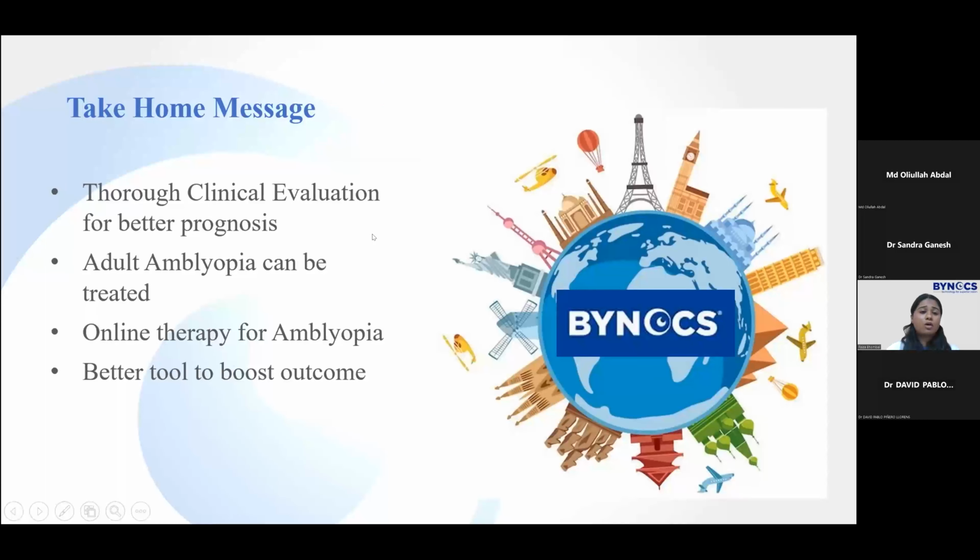Now, the take home or the conclusion for you is a thorough clinical evaluation to understand the prognosis of the case. Also, adult amblyopia can be treated with the help of dichoptic therapy. This is an online mode of therapy for amblyopia. So the patient need not come to the clinic to do the therapy. It can be done in any part of the world. And for faster outcome in vision, BYNOCS can be a better tool to be prescribed for your amblyopia therapy. Thank you.